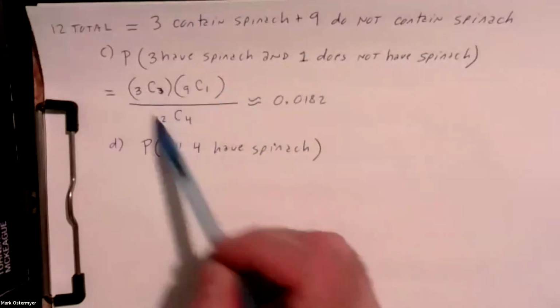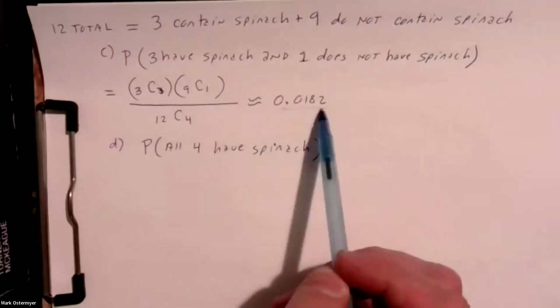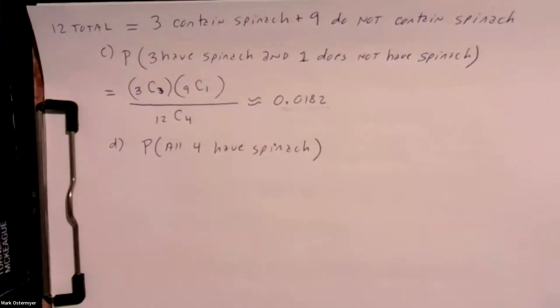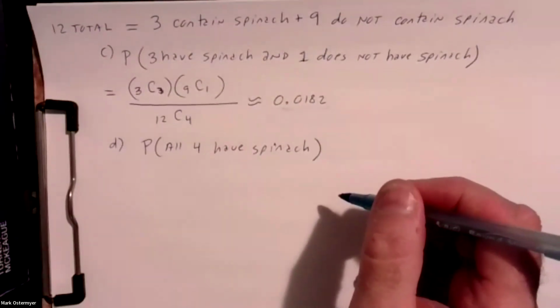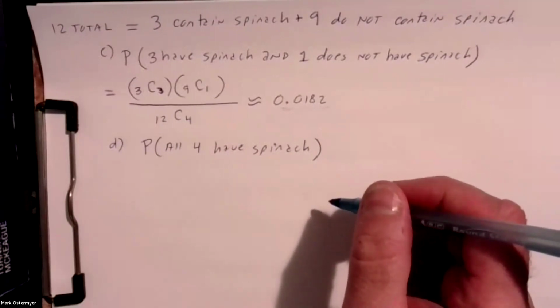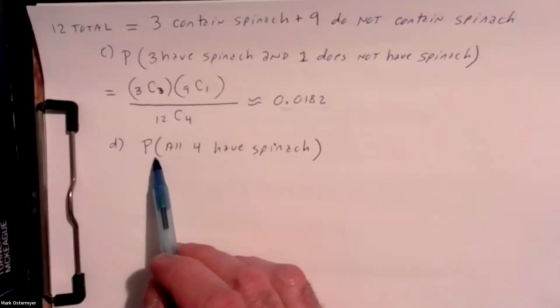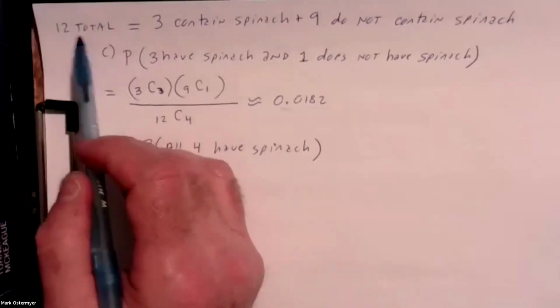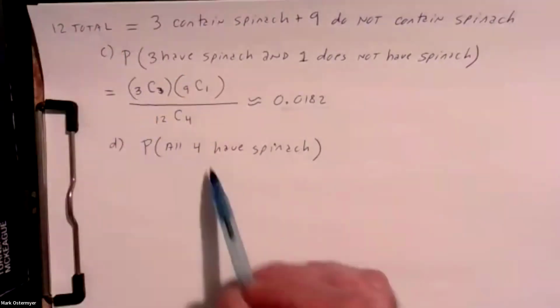When you get on your calculator, dial this up, ladies and gentlemen. You should have the probability of this occurring. What is the probability of choosing 3 that have spinach and 1 that does not have spinach? Did we get 0.0182? Anybody? Did anybody get that? Yes. All right.